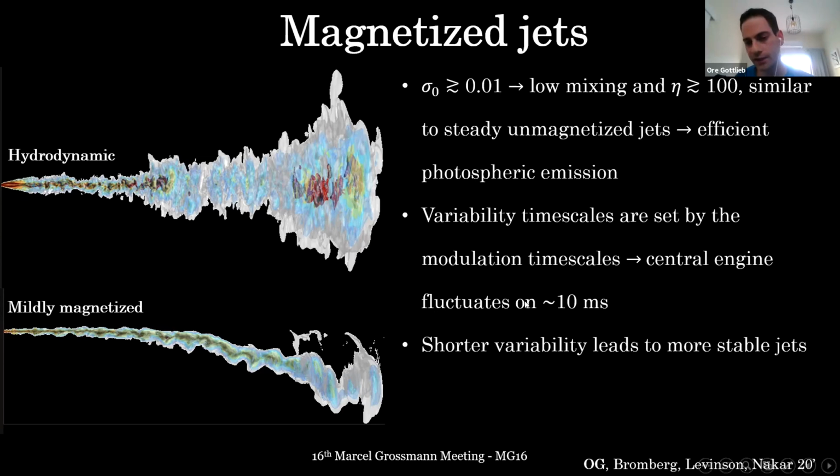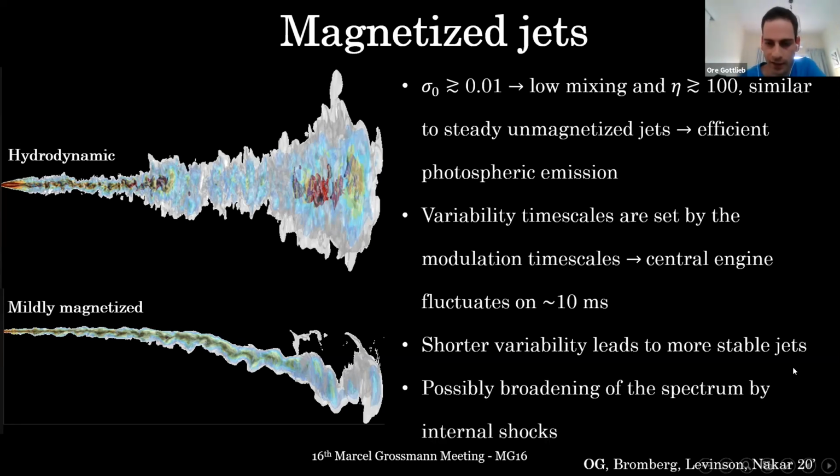Shorter variability leads to a more stable jet, and this is why, even though we did not look into jets that are working on modulations shorter than 0.1 second, we can be confident that even if we took simulations on shorter timescales, they would give us the same picture.